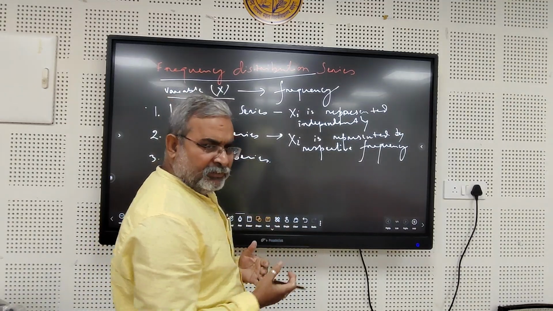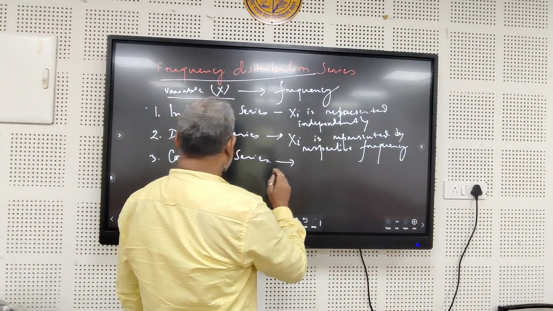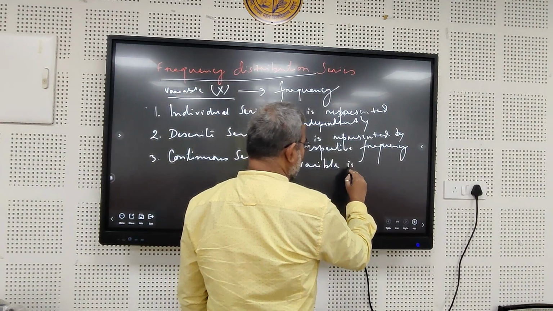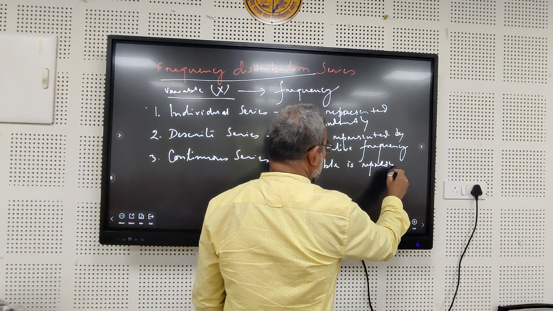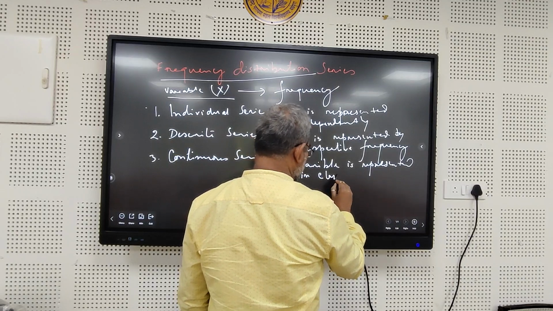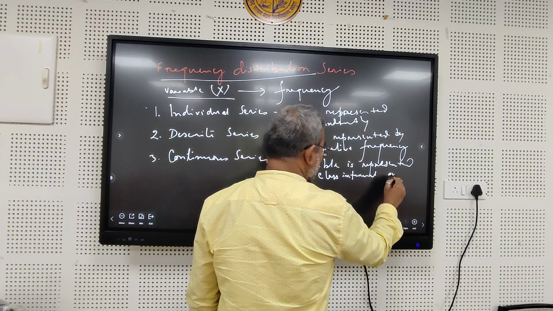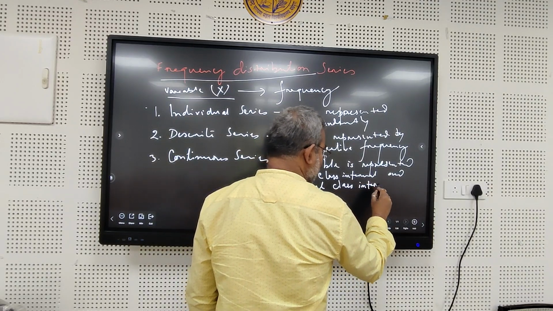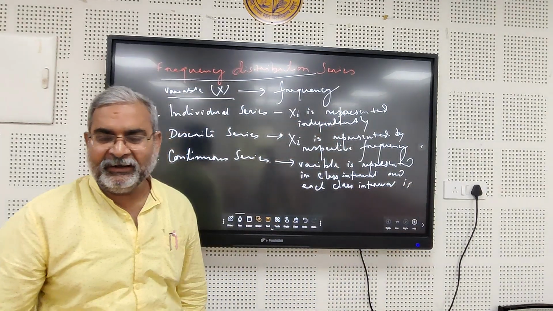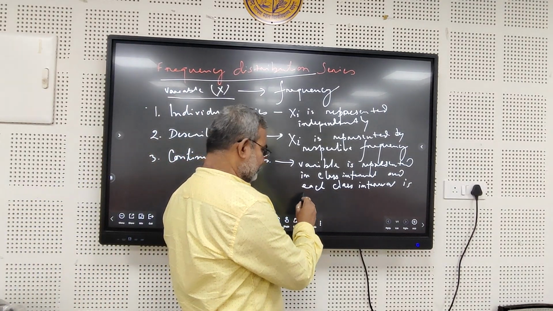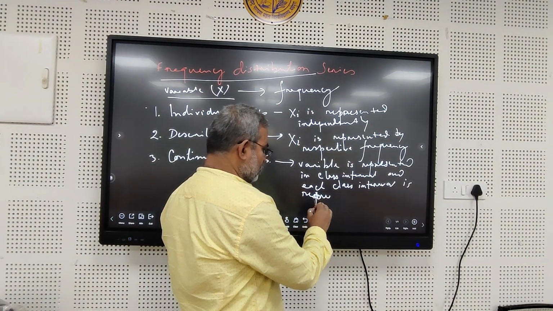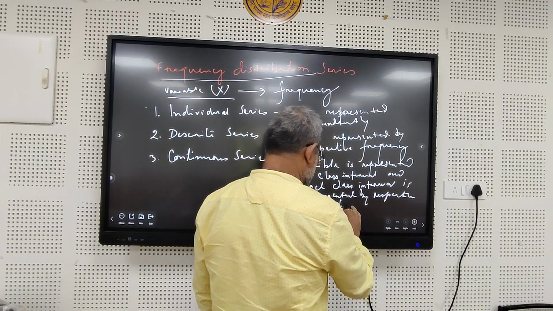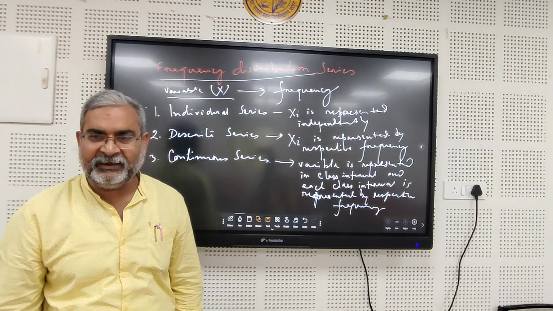And the third one is the continuous series. In continuous series, the variable is represented in class interval, and each class interval is represented by its respective frequency.